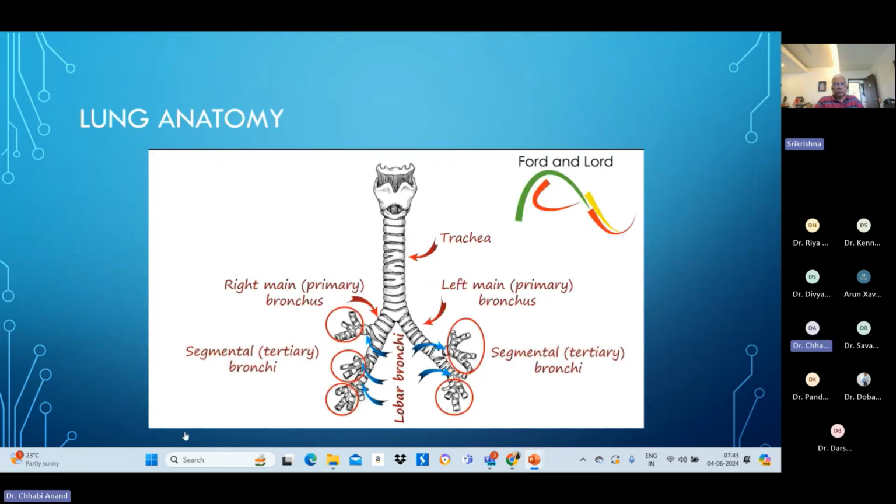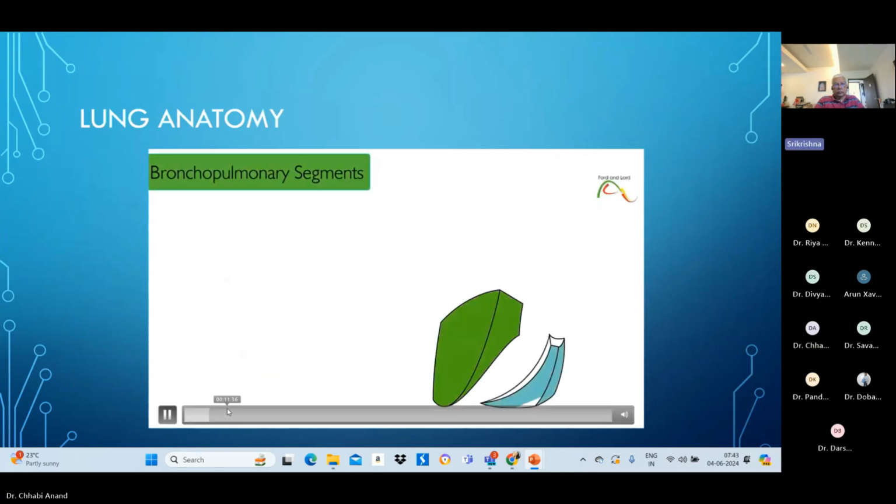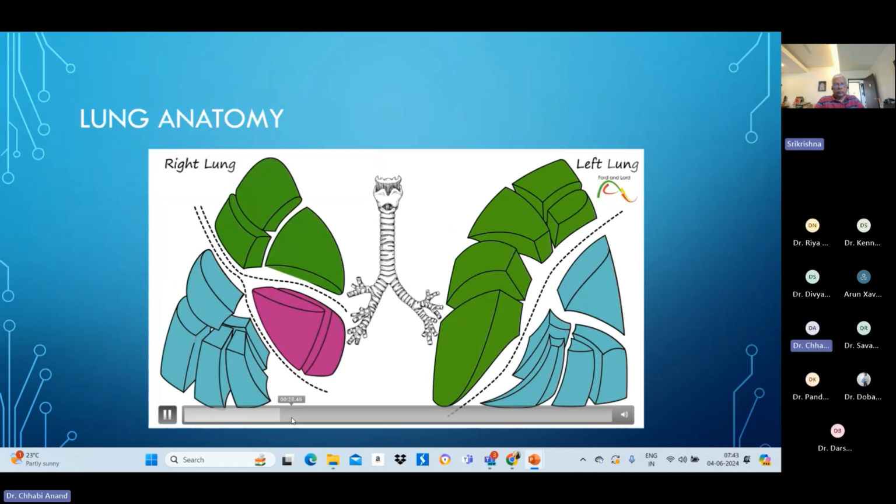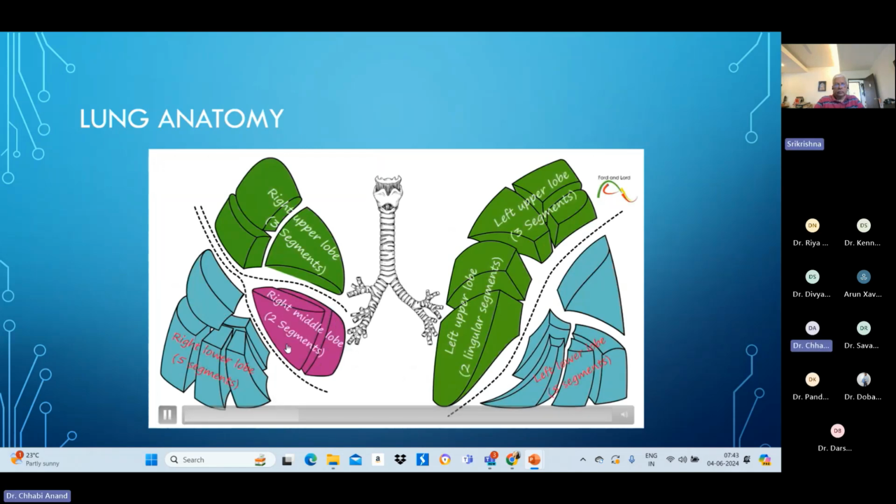This is a video showing the lung, where various segments are there. So right upper lobe segments, 3 segments, right middle lobe, right lower lobe.